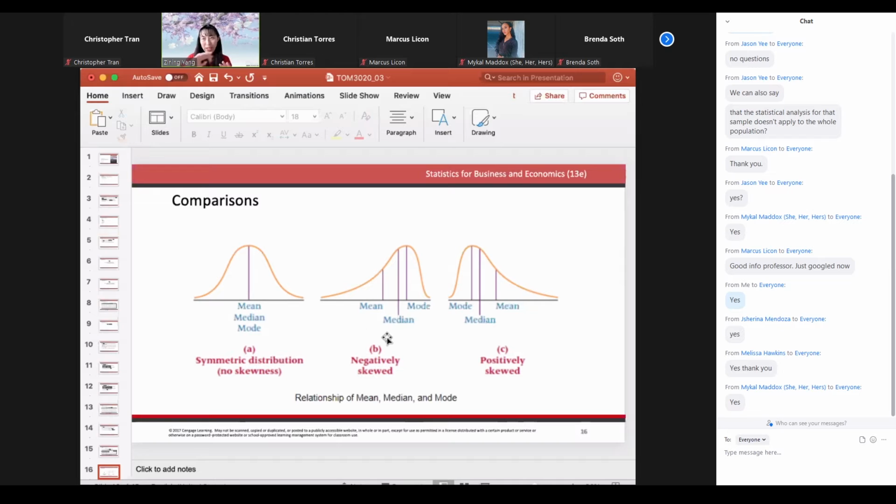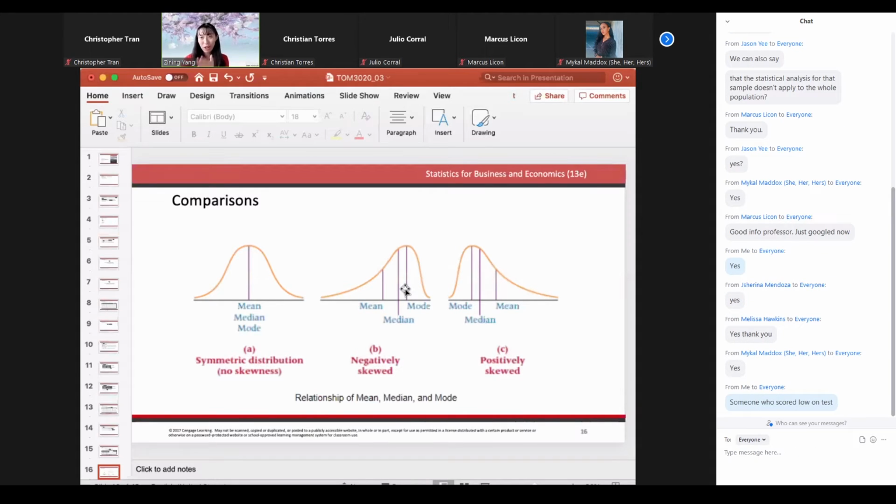What variable may have this shape? Have a lot of large values, but very few small values? Our class? The homework. Yeah, the homework assignment. Yeah, very nice. Homework one score for our class, right?